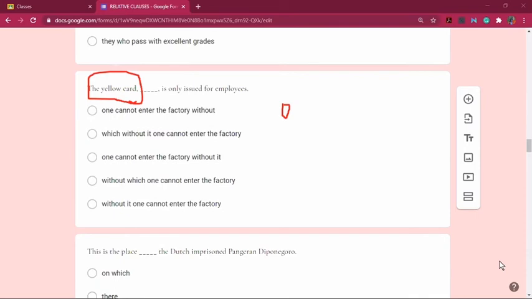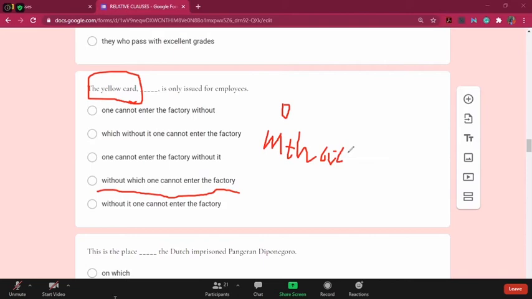Yeah, well, this is the yellow card. Yellow card is an object, and probably you need a preposition here. You will probably need a preposition here. You know, the preposition is without. And remember, if you need a preposition, without which. So you're going to say like the yellow card without which one cannot enter the factory is only issued for employees. Okay, so that's it. So remember, if you need a preposition, then you will combine the preposition with the relative word. So you say without which.